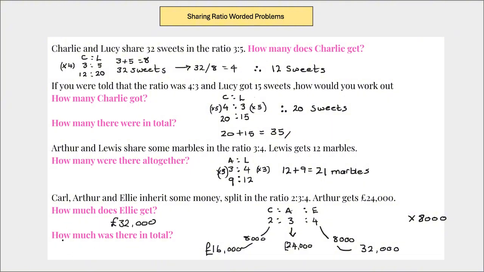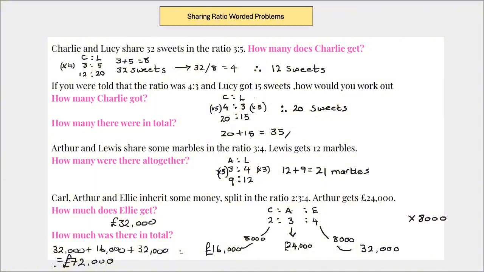And the final part of that question is, how much was there in total? Well, all you're doing is adding 32,000 plus 16,000 plus 24,000 equals 72,000. So their inheritance was split 3 ways with a total of £72,000.